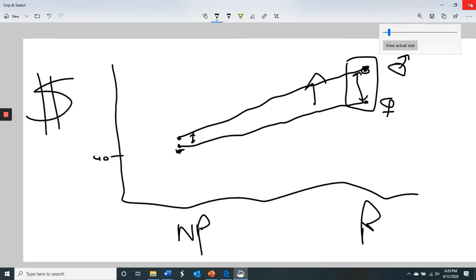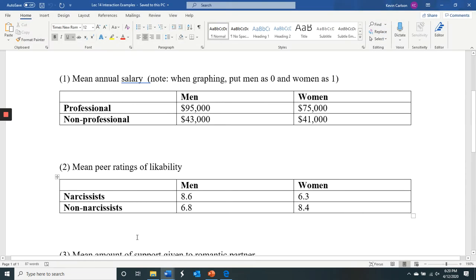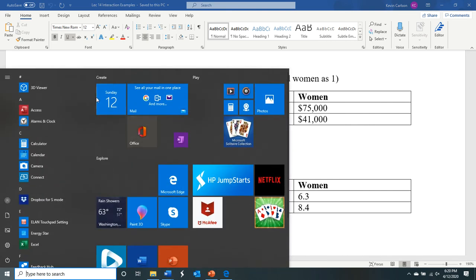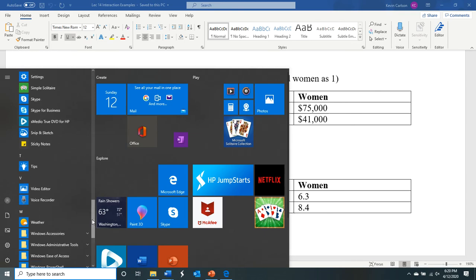You could also draw it the other way if you want to. I'll draw it the other way. And sometimes there are better ways to draw it. So you only have to draw it one way. Either way that you draw it, it should show the interaction. So I'll draw it the other way with gender identity on the bottom.